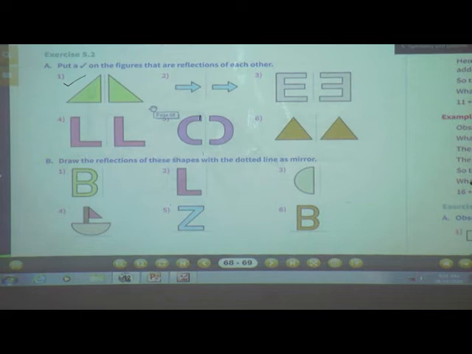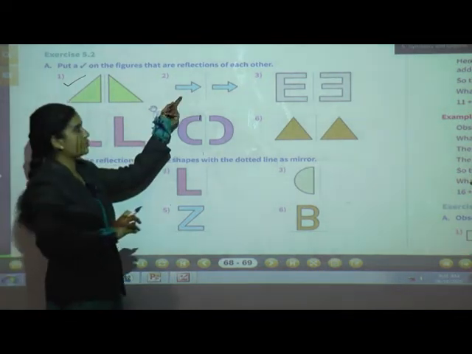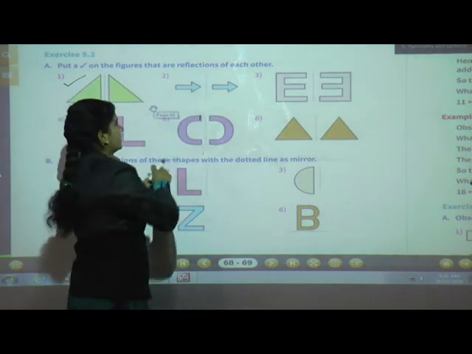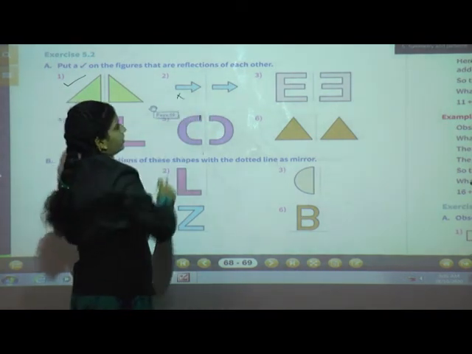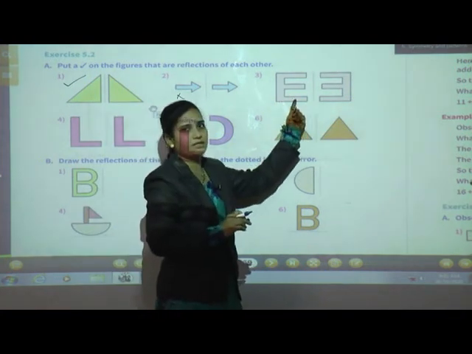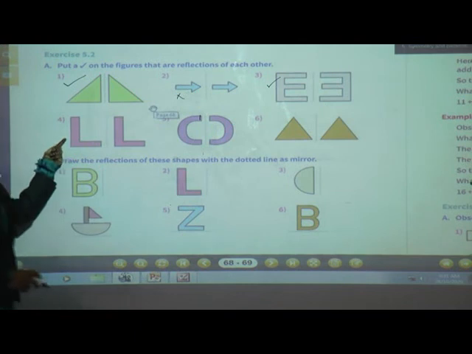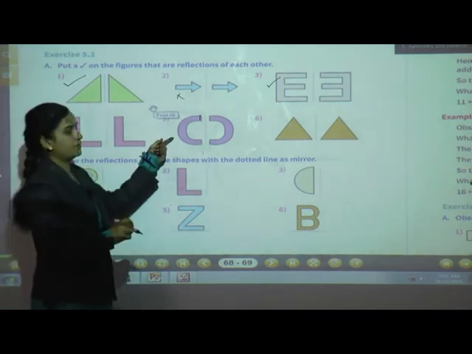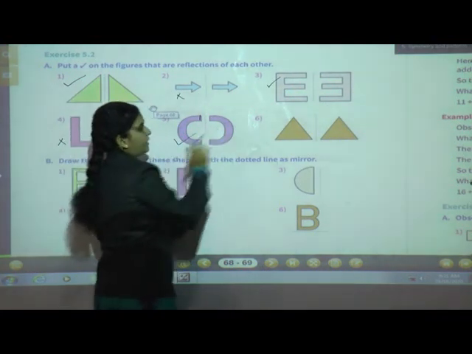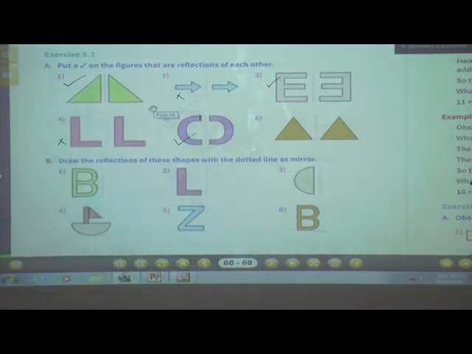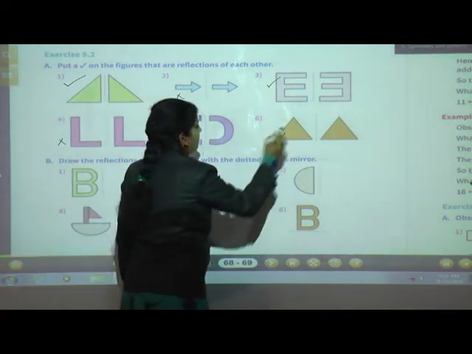And the second one, this one is wrong. So this one is not a reflection of this figure. Okay, and this E, yes, these two figures are mirror images. This L, no. And this one, yes. And this sixth one, yes students, this is also a reflection.